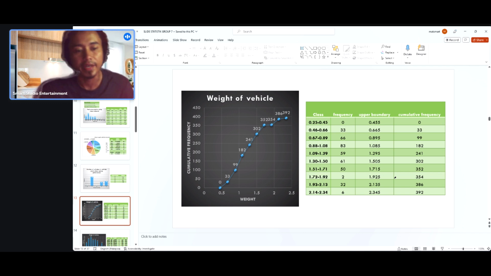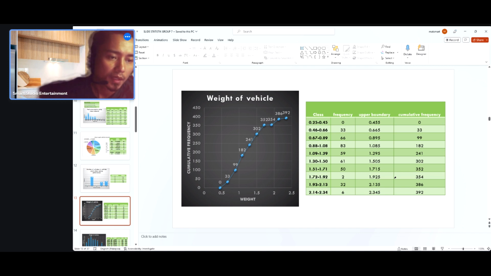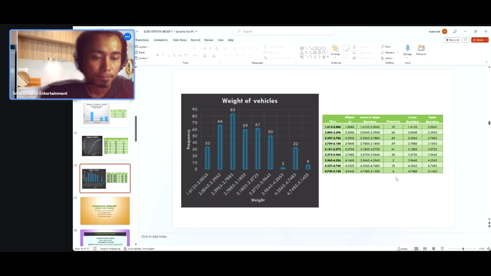The weight of vehicle. There's an ogive chart. The ogive has cumulative frequency and weight. Look at the table of class, frequency, upper boundaries, and cumulative frequency. There's a bar chart for weight of vehicle, frequency and weight. Look at the table beside it. We have class, midpoint, lower to upper boundaries, frequency, lower boundaries, and upper boundaries.